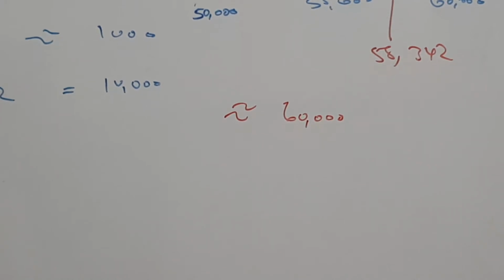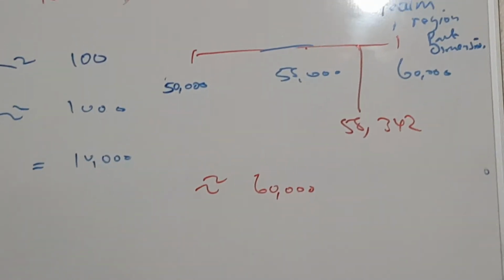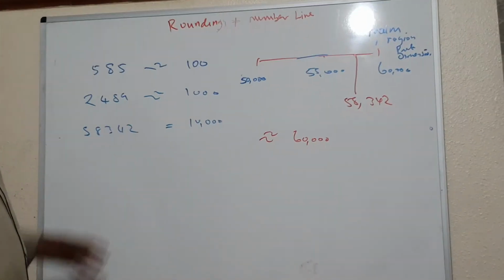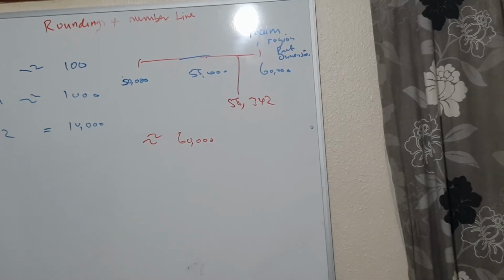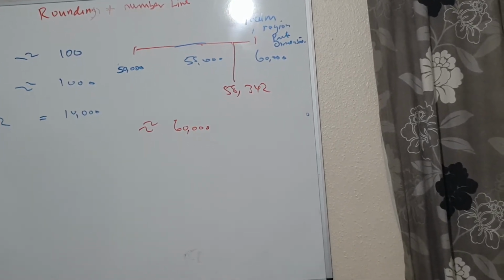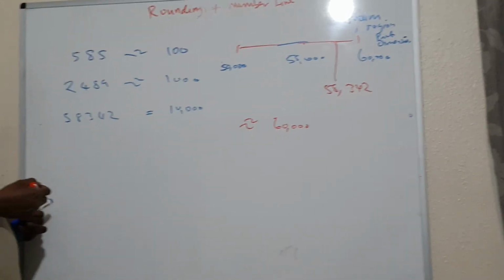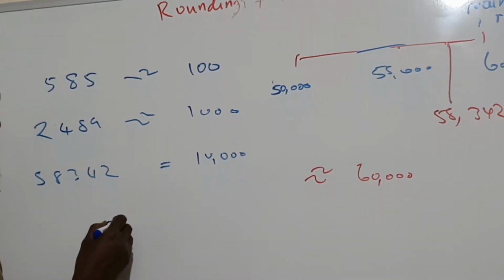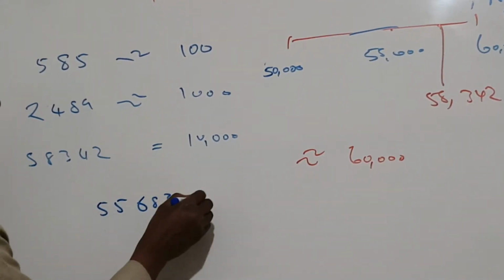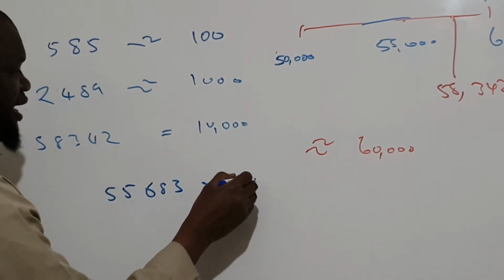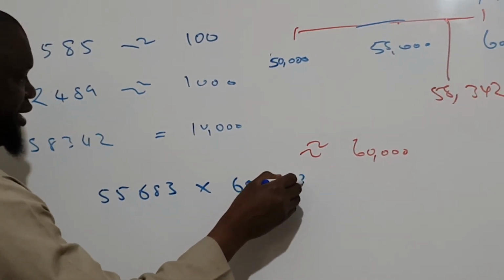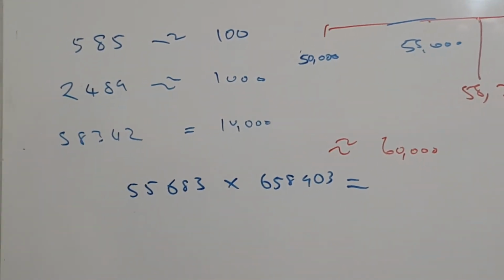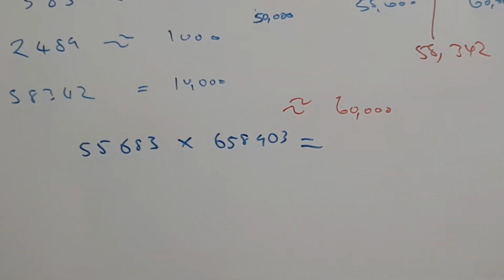Okay? This is very, very simple. I can see you all understand how to do rounding, yes? They will not give you anything more complex than this. What they can do in the exam is ask: mentally, what is 55,683 times 658,903? Approximate. What would you say, if you approximate?